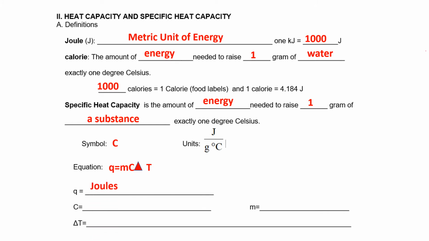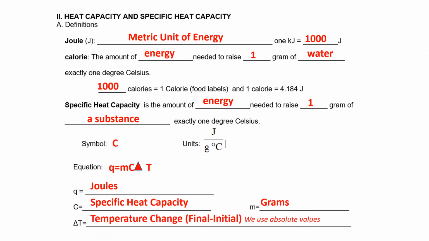for some different things. We might be solving for Q, which is the heat absorbed or released in joules. We might be solving for C, which is the specific heat capacity. M is the mass in grams, and then change in T, that's the temperature change. And we can find this by taking the final temperature minus the initial temperature. And we always use absolute values in that calculation. Another thing to keep in mind, temperature can be measured in Celsius or Kelvin for this equation.